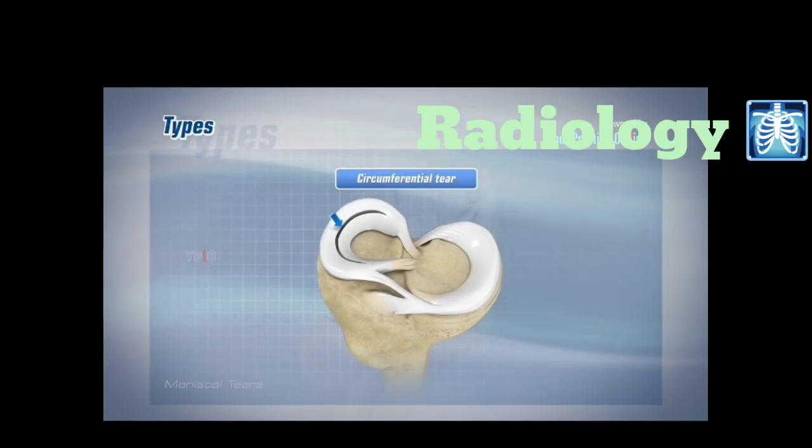Circumferential tear, longitudinal tear. This is a tear that occurs along the length of the meniscus. Bucket handle tear. This is a tear that goes all the way through the full depth of the meniscus. The handle portion of this type of tear may displace into the rounded end of the thigh bone, where it may cause locking of the knee joint and pain.